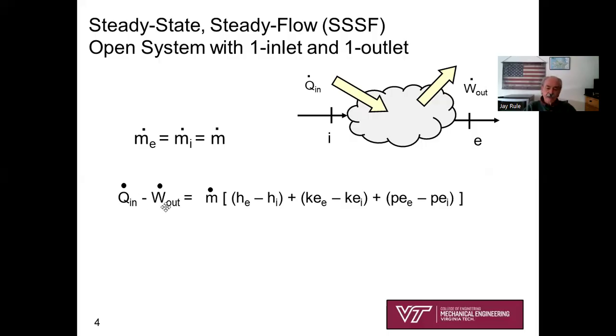Q dot in minus W dot out, same old thing on the left-hand side, equals m dot, the mass flow rate, times basically three terms. Enthalpy change term, out minus in. Kinetic energy change term, out minus in. Potential energy change term, out minus in. So I found that even at the undergraduate level, pretty easy to remember. After working through a number of homework problems and getting that experience for writing E and I, I had this thing nailed.